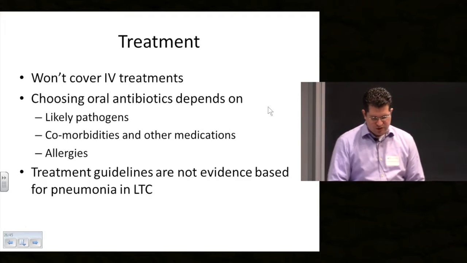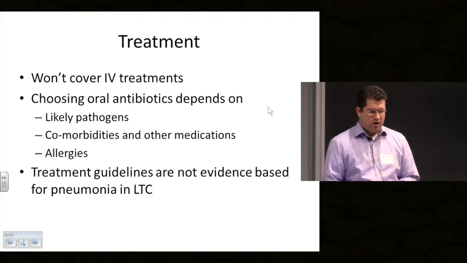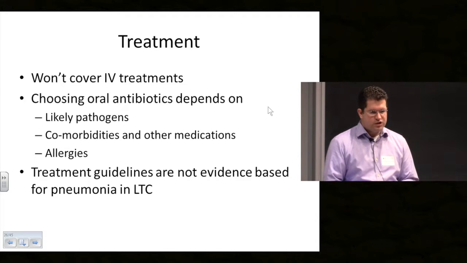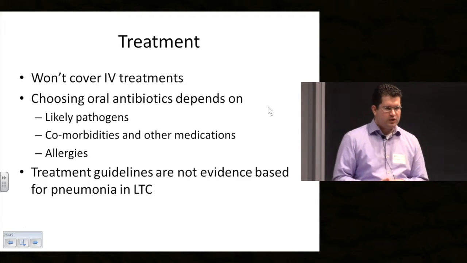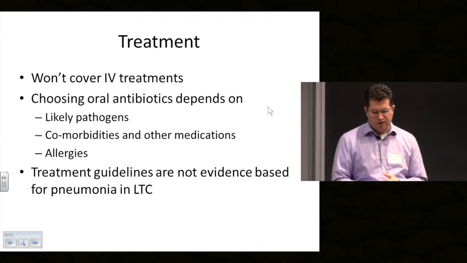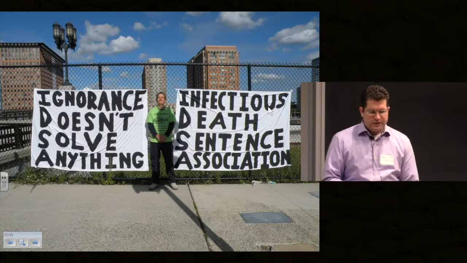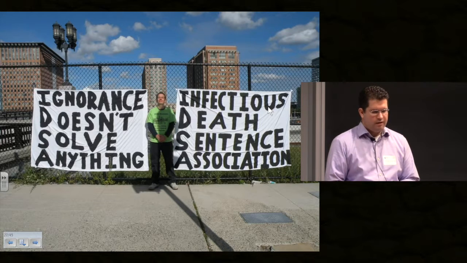So when I talk about treatment, I'm not going to talk about IV treatments significantly. When we're choosing the oral antibiotics, you need to consider what the likely pathogens are, the patient's comorbidities and other medications, and their allergies. And it's important to note that when we talk about treatment guidelines for pneumonia in long-term care, they're really not evidence-based. So I'll talk about the IDSA guidelines.